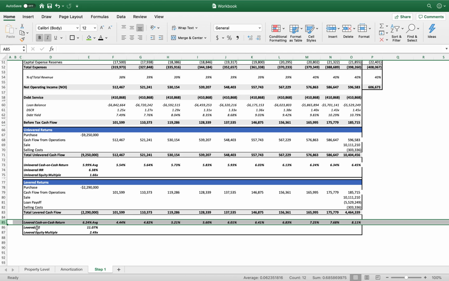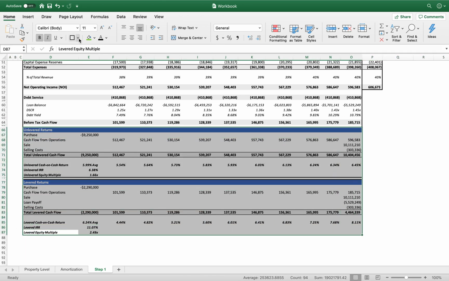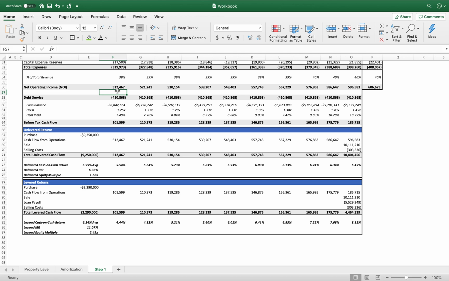But for now, that'll get you started. That is how you calculate unlevered returns as well as levered returns.